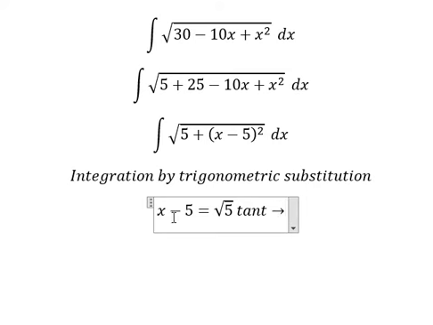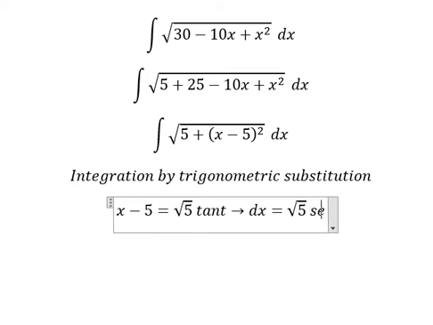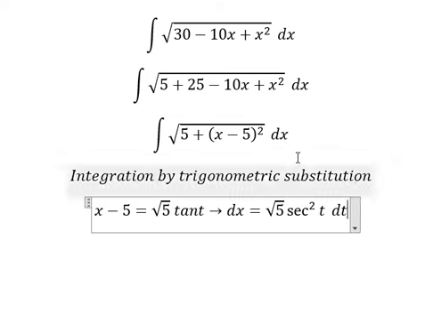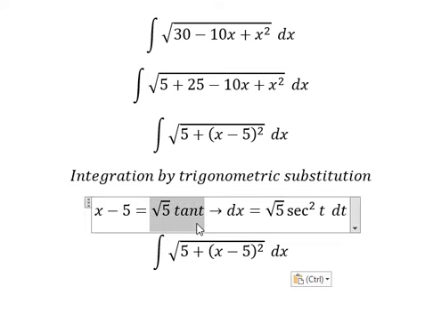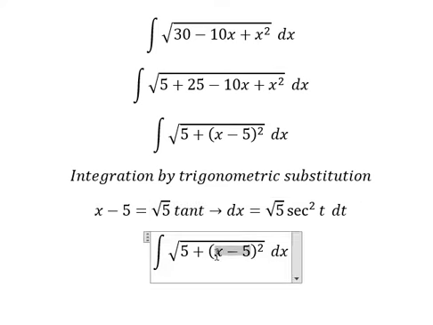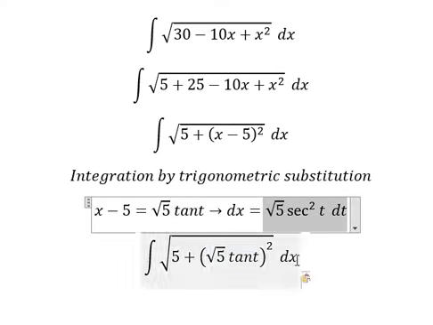Next we need to do first the derivative for both sides, and we have the square root of 5 secant of t squared dt. So I will put this one here. This one we change by this one.